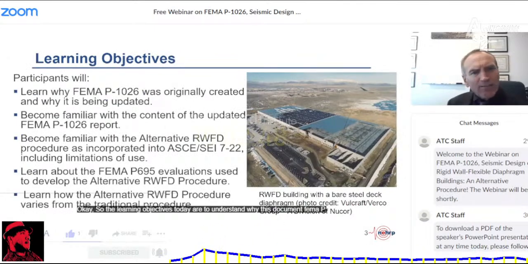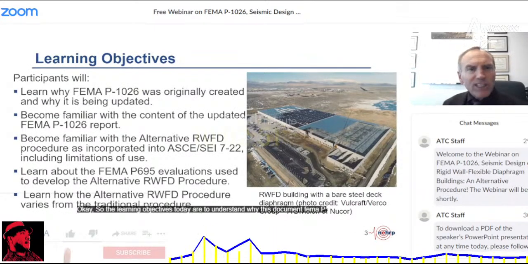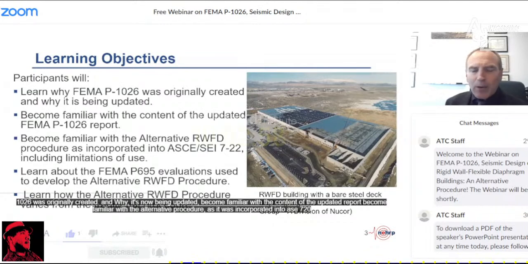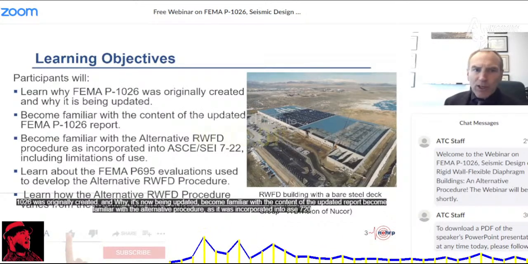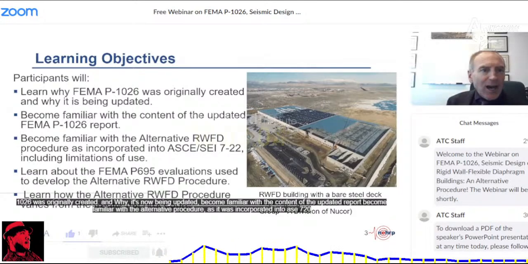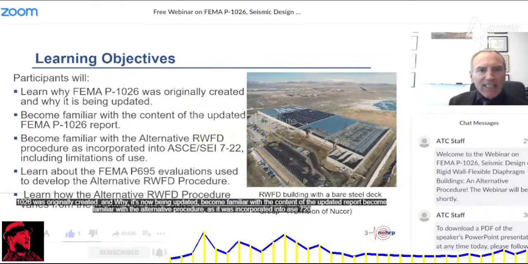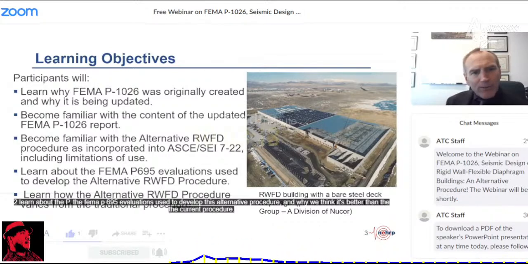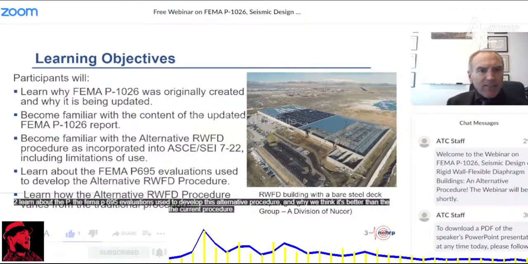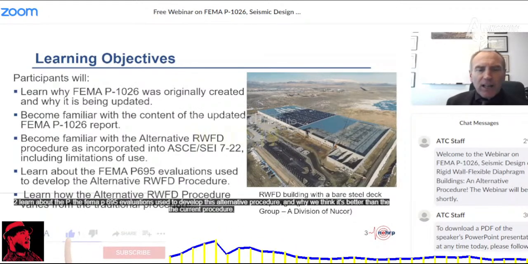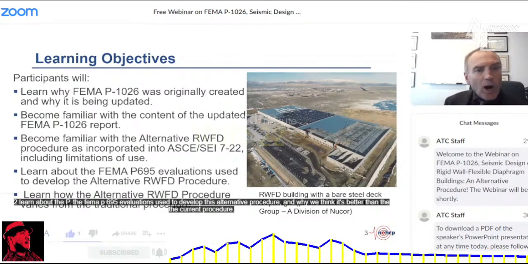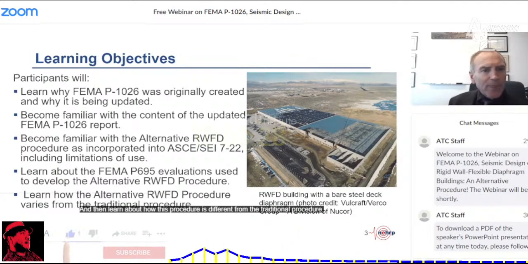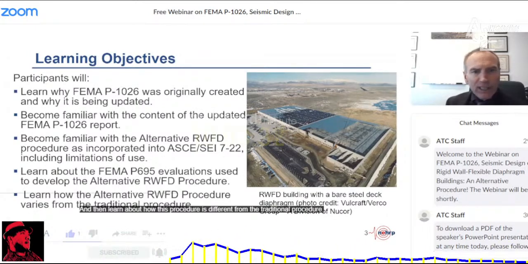Okay, so the learning objectives today are to understand why this document, FEMA P-1026, was originally created and why it's now being updated, become familiar with the content of the updated report, become familiar with the alternative procedure as it was incorporated into ASCE 7-22, learn about the FEMA P-695 evaluations used to develop this alternative procedure and why we think it's better than the current procedure, and then learn about how this procedure is different from the traditional procedure.